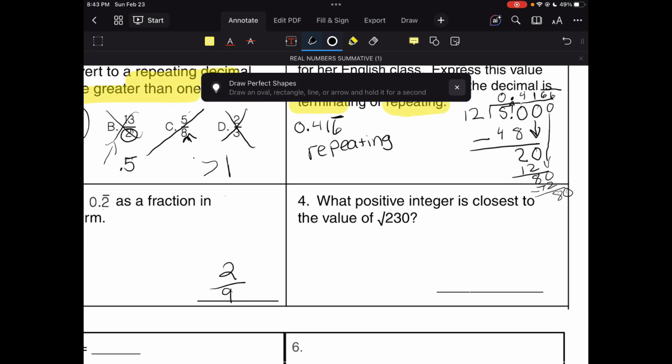Which positive integer, which means a whole number that is positive, is closest to the value of the square root of 230? So the square root of 225 is 15. So 15 would be the closest positive integer.